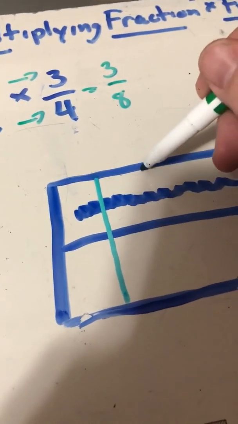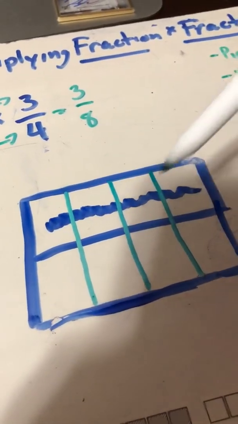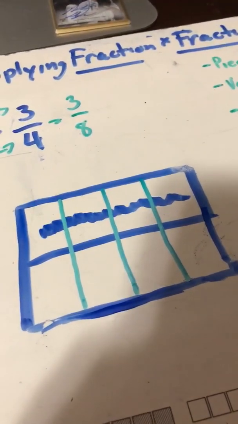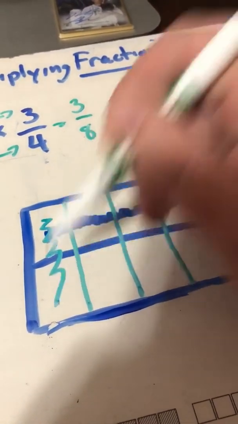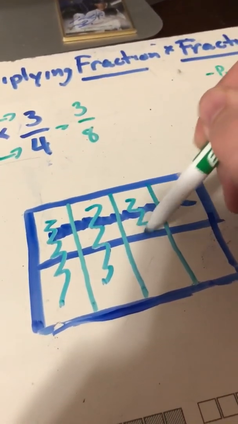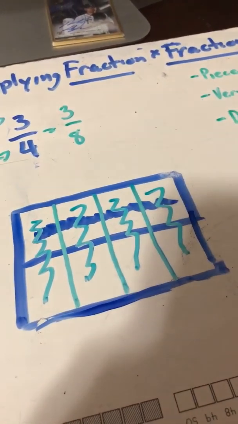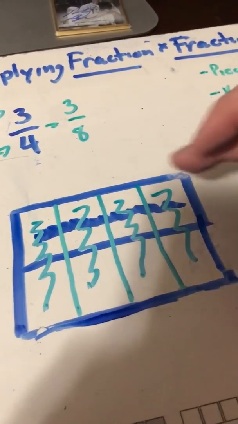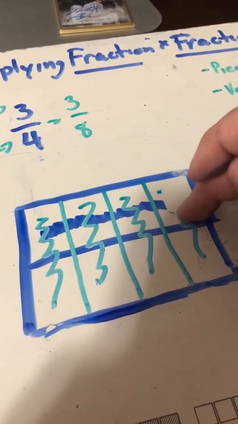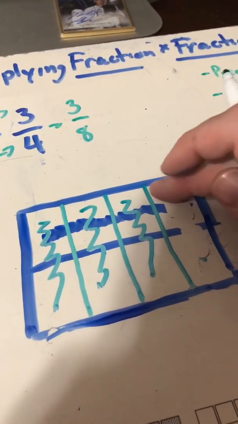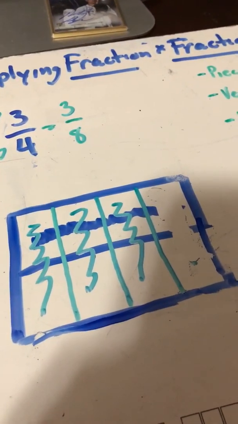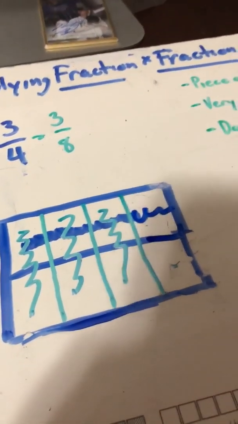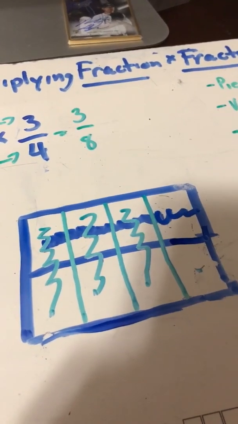I'm then going to draw in 3/4. So I'm going to split my model into fourths, and then I'm going to color in 3/4. So I did rows. So I shade the 3/4. Now my answer is going to be, I shaded too many. I shaded 3/4, not 4/4. Okay, and then here's what I'm looking for in my answer.